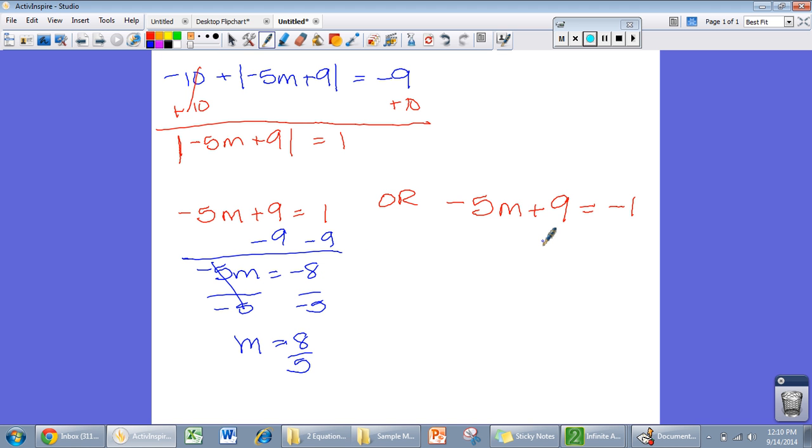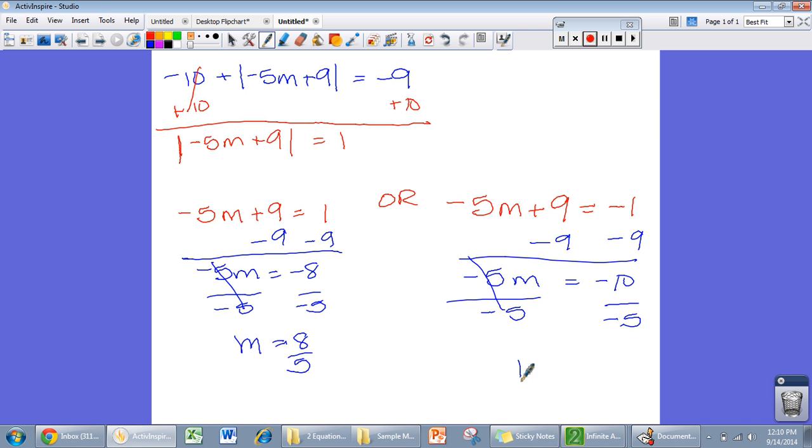Over here, we're going to solve this side as well. Again, subtracting 9 from both sides, we get negative 5m equals negative 10. Dividing by negative 5 on both sides, m equals positive 2. So my two solutions are m equals 8/5 or m equals positive 2. And it's solved.